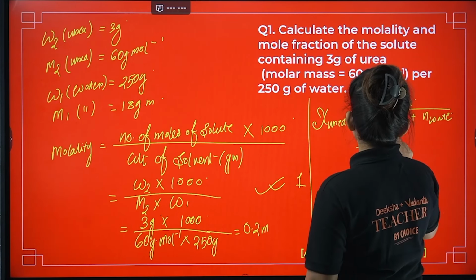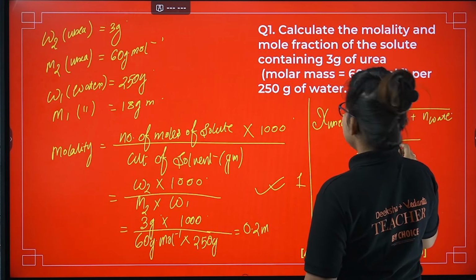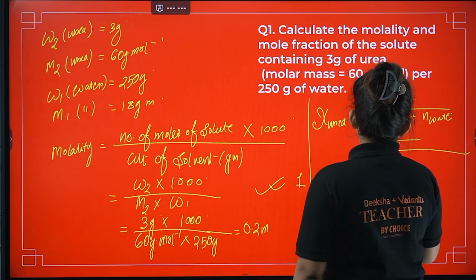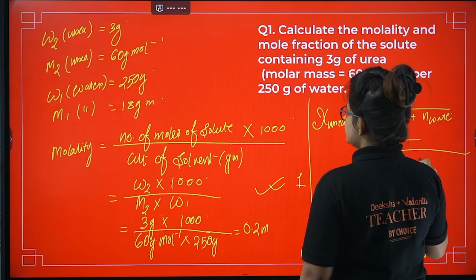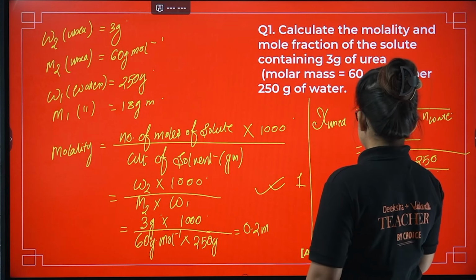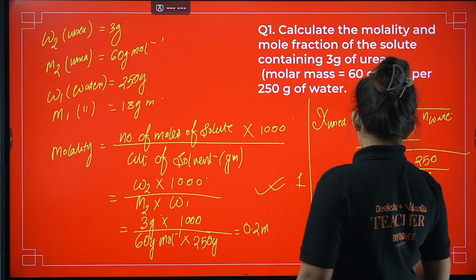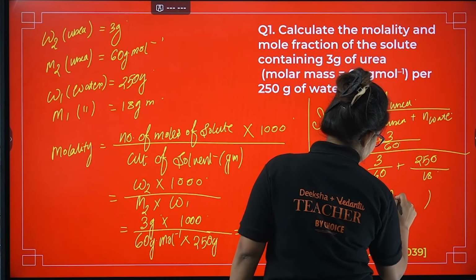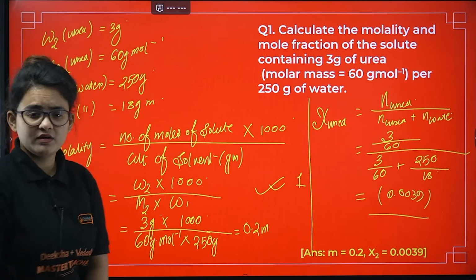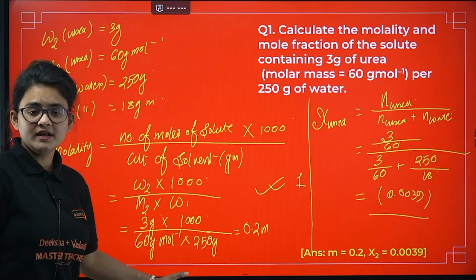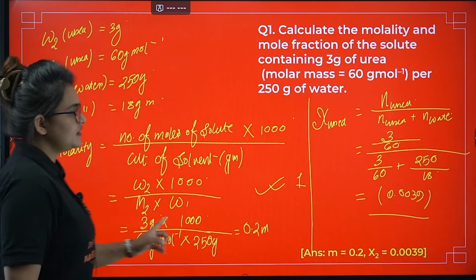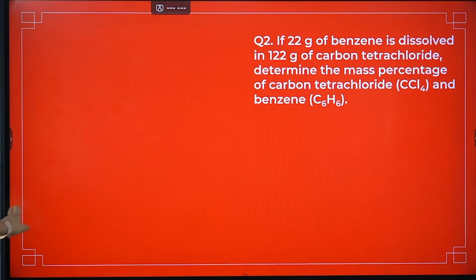So 3 gram divided by 60, divided by 3 by 60 plus 250 by 18. Okay, so if you just do the calculation, you will get the mole fraction, that will come up to be 0.0039. I'm not going to the detailed calculation, I'm just showing how you should go ahead, and you can see the answer 0.0039. I guess this is clear to you. Let's go ahead with the next problem.